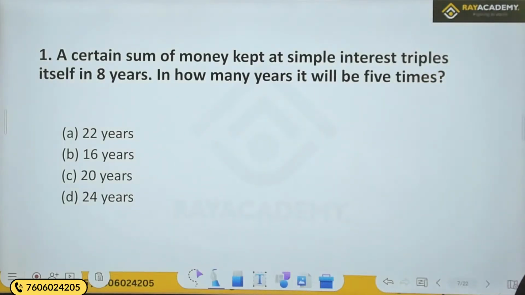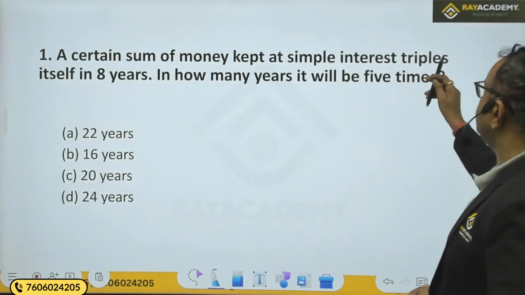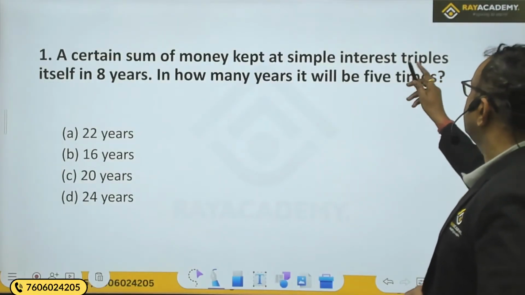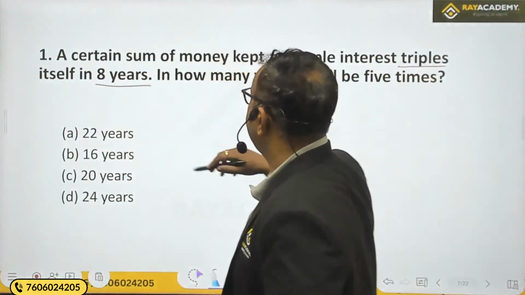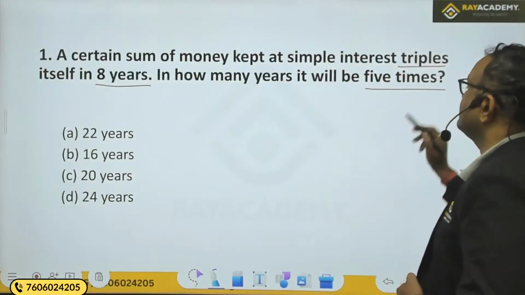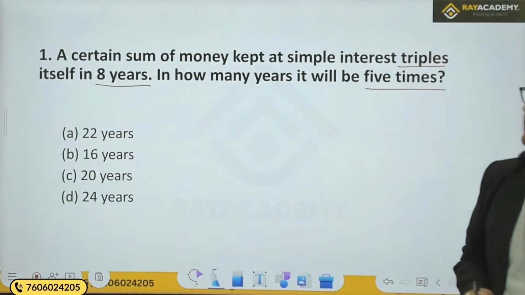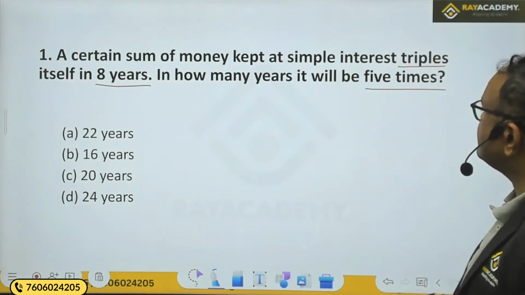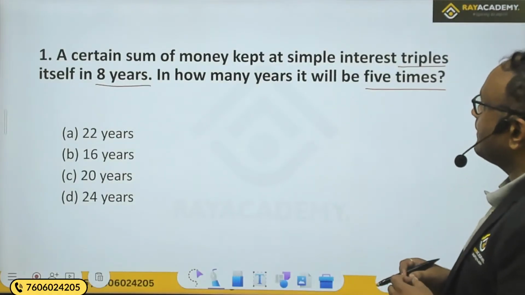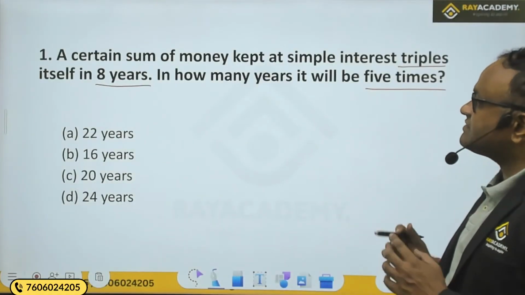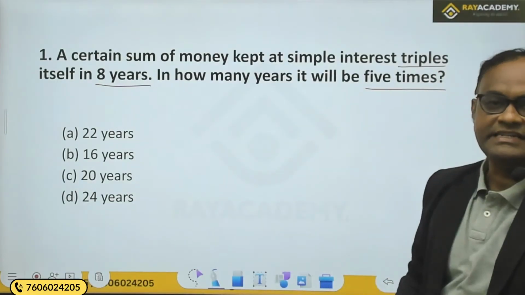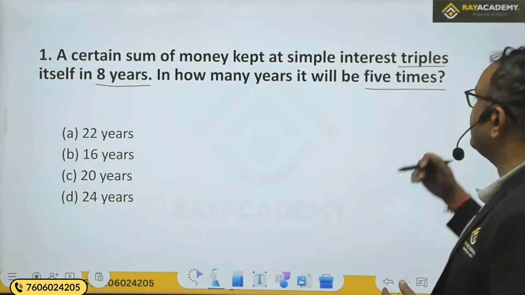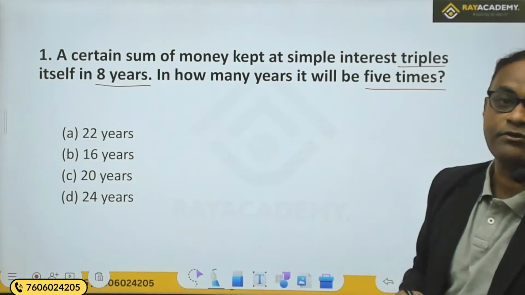Okay. A certain sum of money kept at simple interest triples itself in 8 years. In how many years will it be 5 times? A sum of money is kept at simple interest, but the rate of interest is not given. They are just saying that the total amount is 3 times, triples, in 8 years. In how many years will it be 5 times? So how many years will it take to become 5 times?